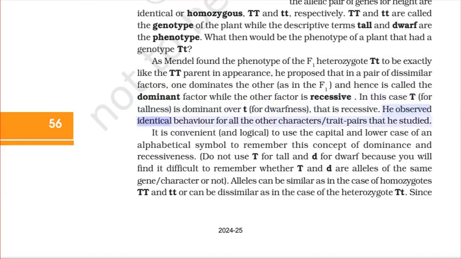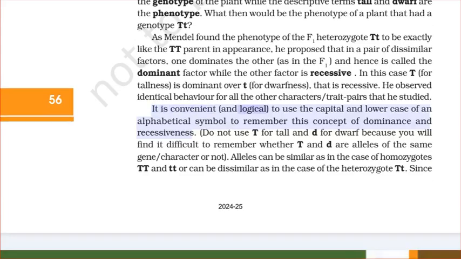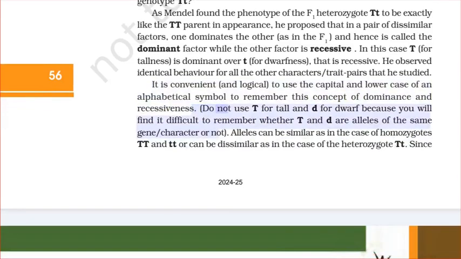He observed identical behavior for all the other characters or trait pairs that he studied. It is convenient and logical to use the capital and lowercase of an alphabetical symbol to remember this concept of dominance and recessiveness. Do not use capital T for tall and small d for dwarf because you will find it difficult to remember whether capital T and small d are alleles of the same gene or not.